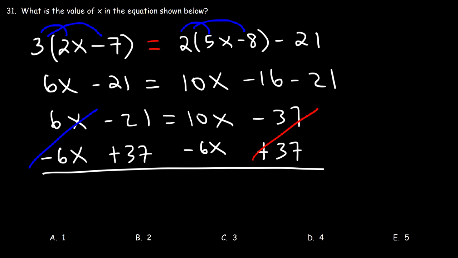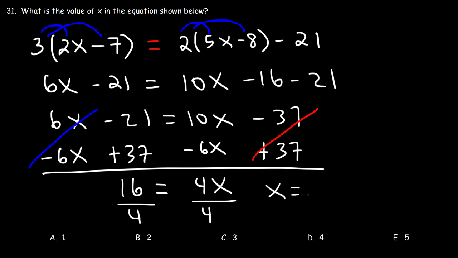On the left, we have negative 21 plus 37, which is the same as 37 minus 21, and that's 16. On the right, 10 minus 6 is 4. So 4x equals 16. Now, if we divide both sides by 4, we can see that x is equal to 4. And so that's the answer. Answer choice D is the right answer.